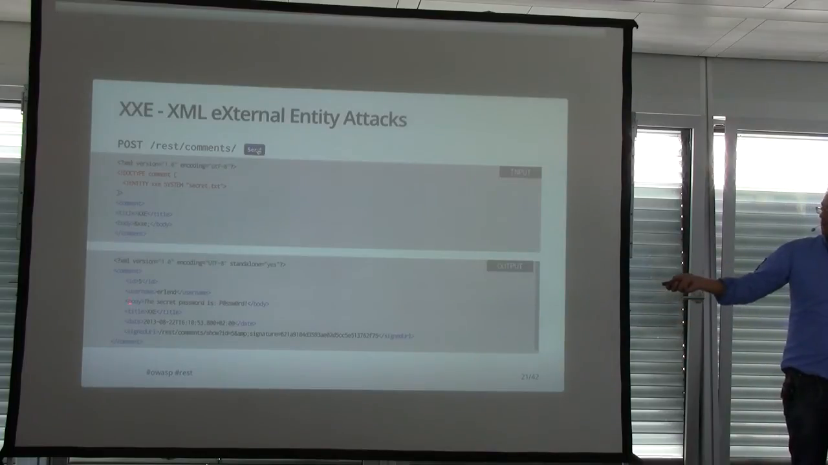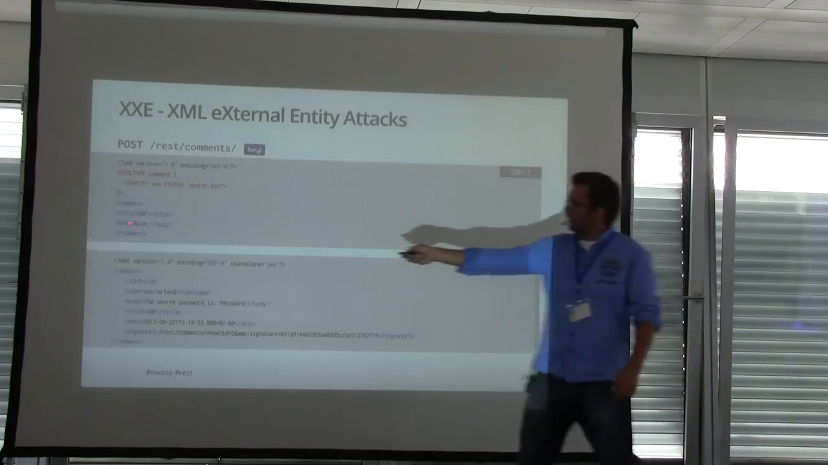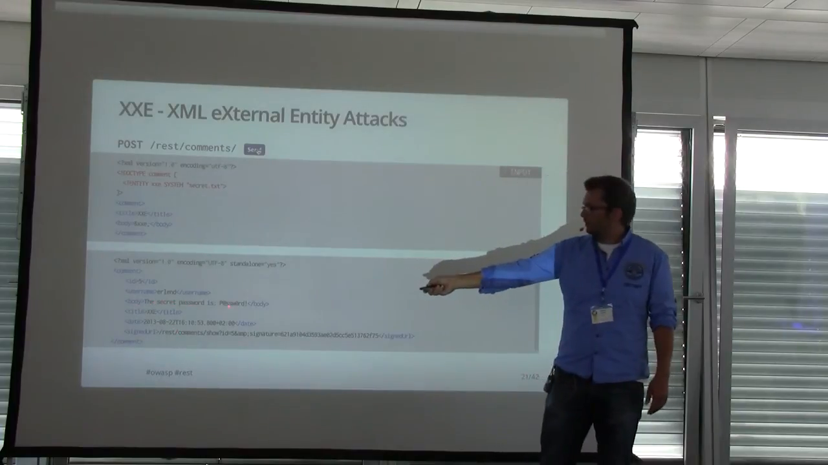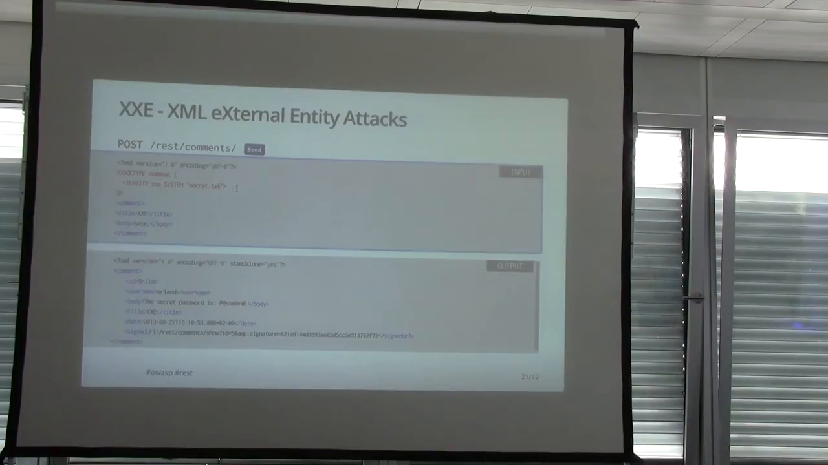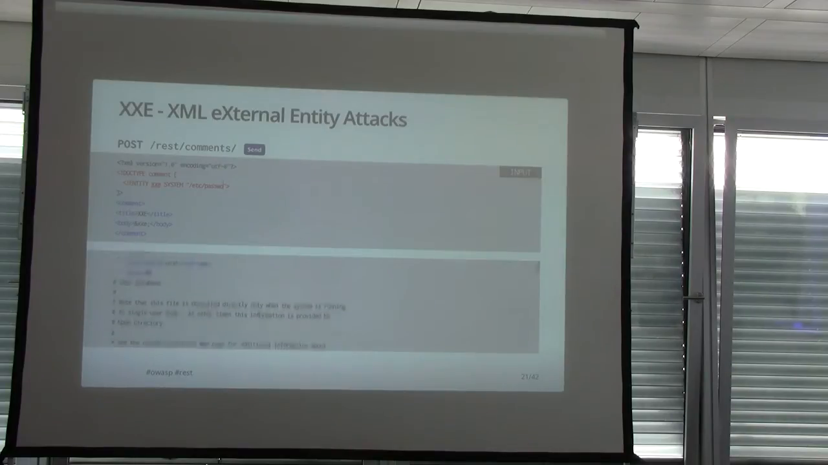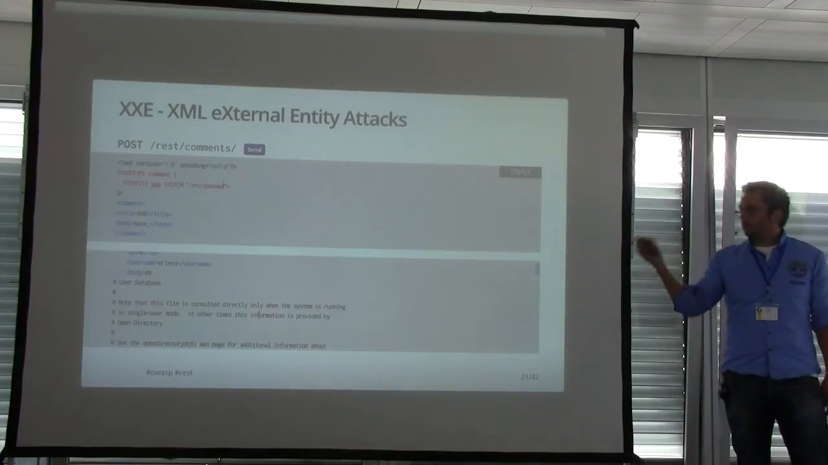It actually appears in the body, because the tag was in the body here, and so the secret password is password. But that's not all that interesting, so we can do other stuff as well. For instance, we can read some more interesting files on the server. See? So this is the top of the etc password file on my laptop. It's been put into the XML and echoed back to me. So I can read any file on the server.